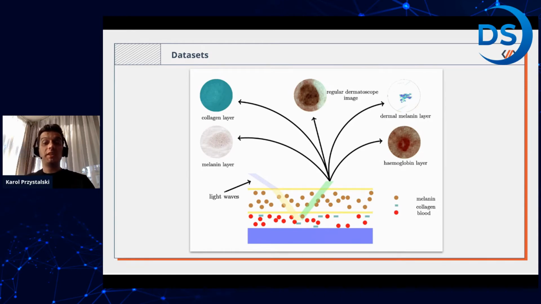And this gives us a better understanding not only of what you see on the typical image, but also of what's happening in the cells in the skin. This gives us more information, and makes it possible to build a more precise classification method, obviously.